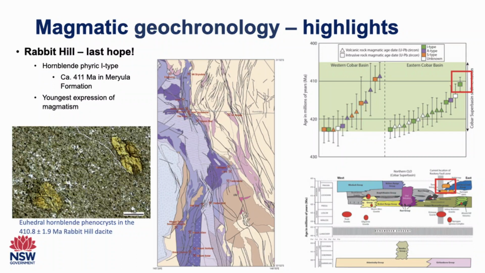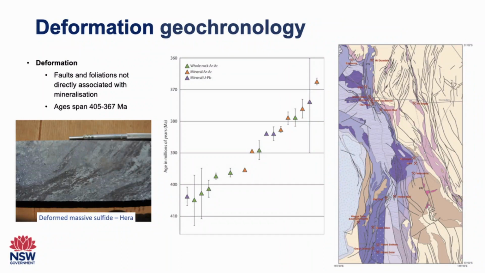Rabbit Hill was something that we got some samples from a little while ago, and this is sort of the expression of the youngest magmatism in the basin. So this is off to the east, east of the Cobar field, up here in the Maramba group, and we're getting little dacitic sills, I-type hornblende dacitic sills at about 410 million years. So that's about the end of magmatism in Cobar.